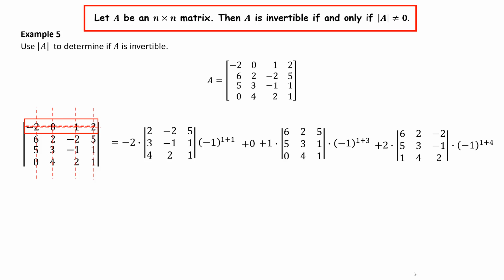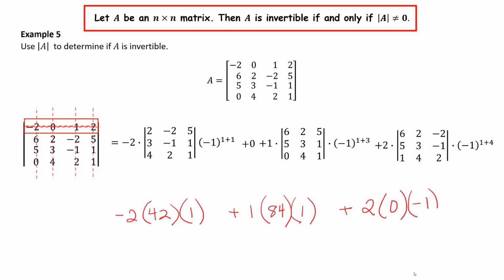All right, so here's all the stuff, and we have done all those 3 by 3s, and now we just have -2 times 42 times 1, and then 1 times 84 times 1, and then 2 times 0, which will just be 0. So we're going to have -84 plus 84 plus 0, which turns out to be 0. And so that means the matrix is not invertible because it is equal to 0. So the only matrices that are invertible, their determinant will be non-zero. So this one is not invertible.